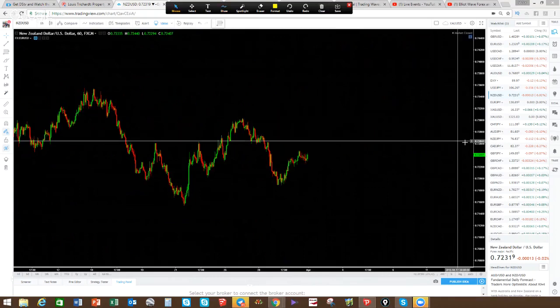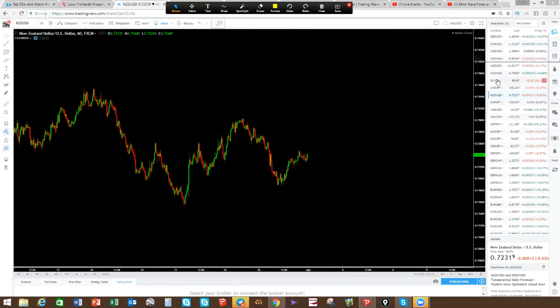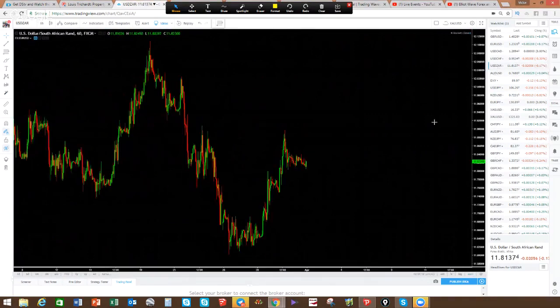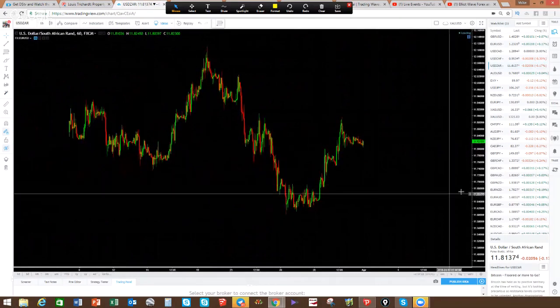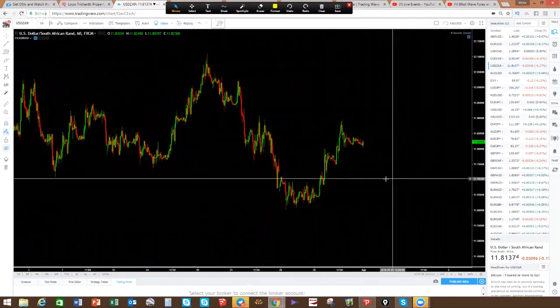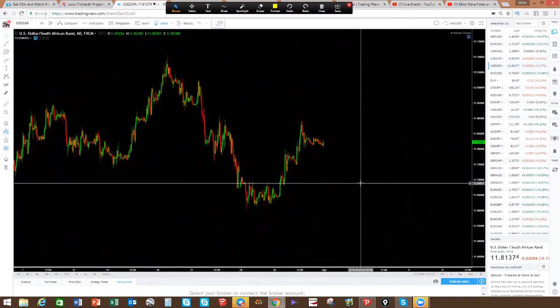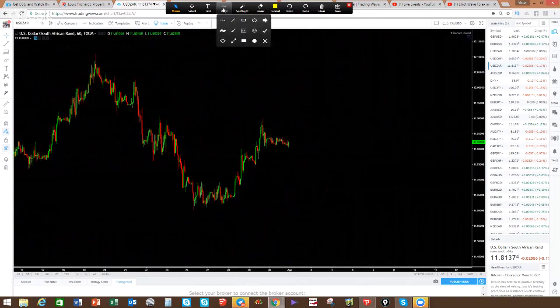Okay, that's New Zealand. I think that completes all the US dollar pairs. Let's look at US dollar ZAR, and then we're going to do silver and gold. US dollar ZAR. All right, so South Africans are smiling because the repo rate has been cut by 25 basis points. So it's quite a relief in terms of borrowing, because now we save quite a bit of money as well.